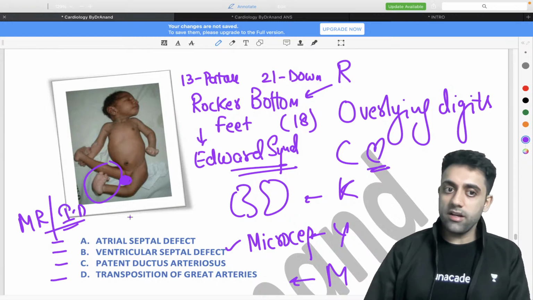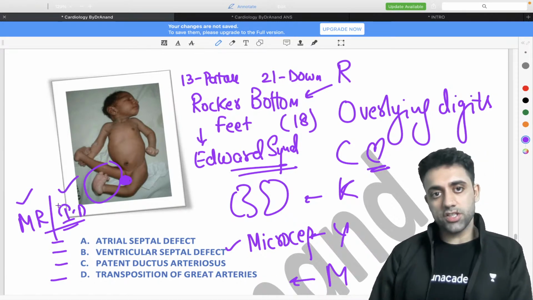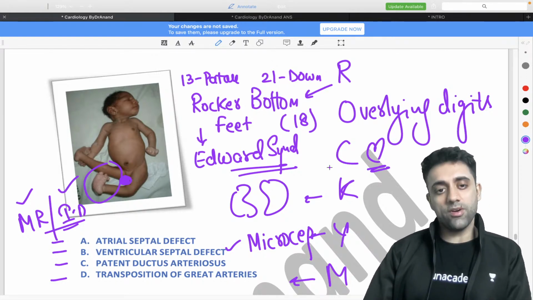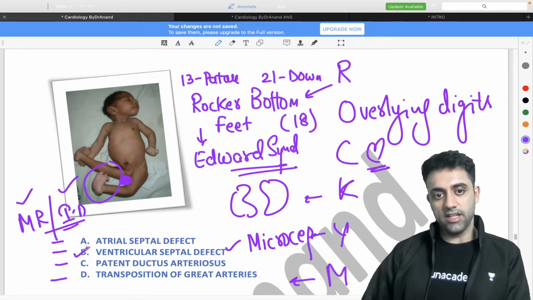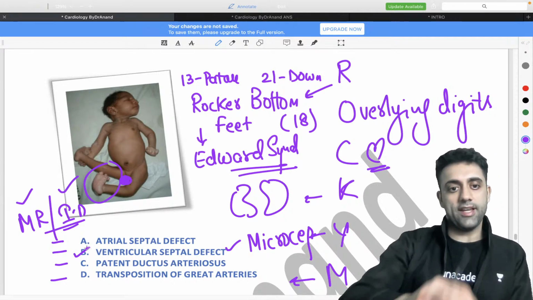So mental retardation, which is now known as intellectual disability, okay, done. Now the answer to the question, which is the most common congenital heart defect in Edwards syndrome, dear, is VSD, ventricular septal defect. VSD will be our best answer in a case of Edwards syndrome.